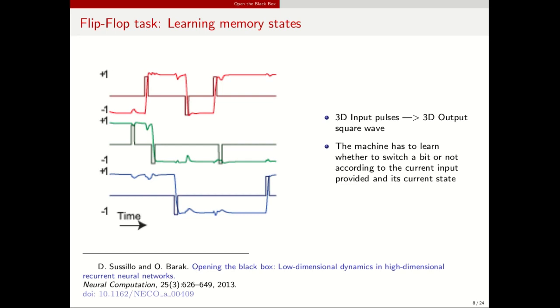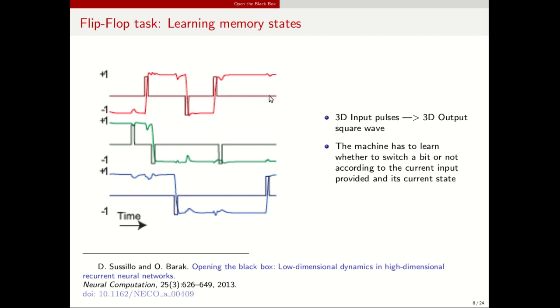We found this task in this paper of Sussillo and Barak, which is called the flip-flop task. The task, in this particular case with 3 bits, has 3 inputs and correspondingly 3 outputs. So let's focus on the first component of the input here. As you can see, it is almost everywhere 0, but sometimes we get some pulses of +1 or -1.